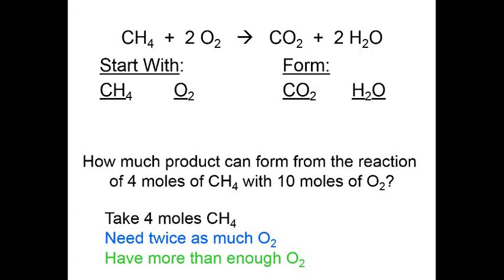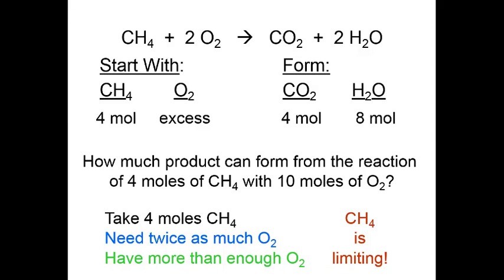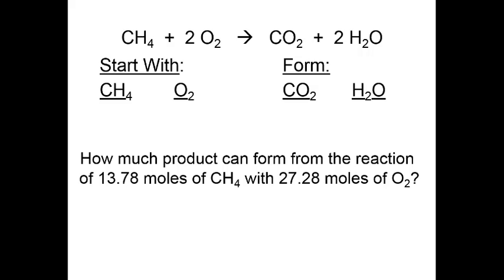The balanced equation shows we need twice as much O2, or 8 moles of O2. Since we have 10 moles of O2, we have more than enough O2. O2 is in excess. Therefore, CH4 is the limiting reactant. Basing our calculation on CH4, we find that 4 moles of CO2 and 8 moles of H2O can form in this reaction. If the numbers are more complicated, we can appeal to conversion factors constructed from the coefficients in the balanced equation to determine the limiting reactant.